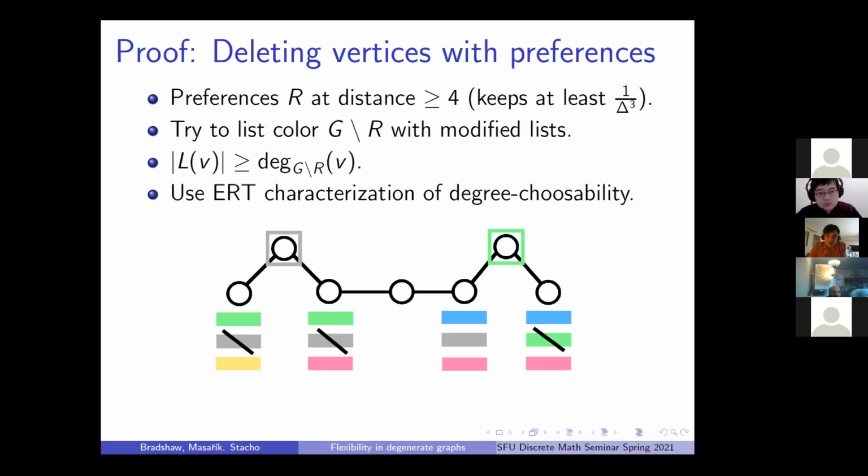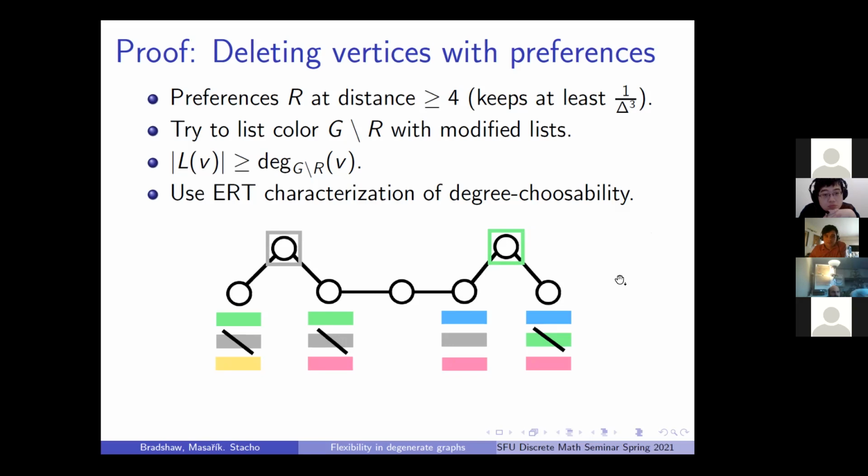So the first thing that we're going to do is ignore most of our coloring preferences. We're just going to forget about them, and only keep a set of coloring preferences that are at a mutual distance of at least 4. For example, if this is part of our graph G, and every one of the vertices in this path had a coloring preference, then we might forget all of the coloring preferences at these vertices, and only consider a coloring preference at this vertex and that vertex, because the distance between these vertices is at least 4.